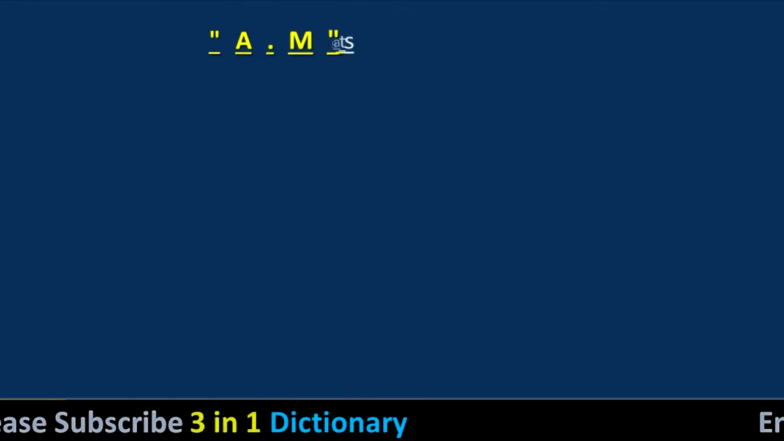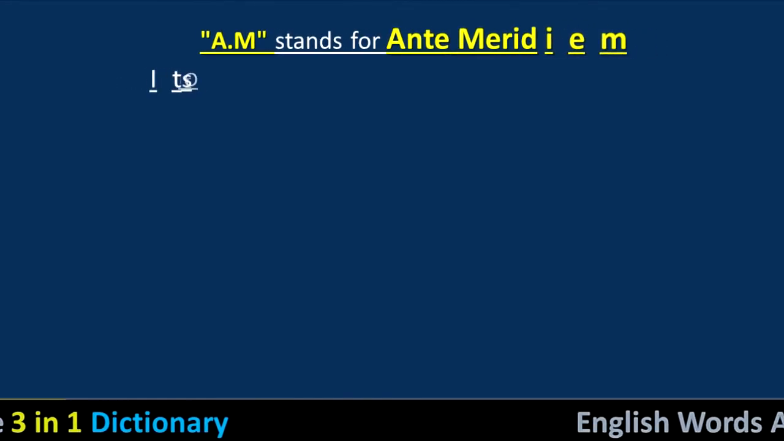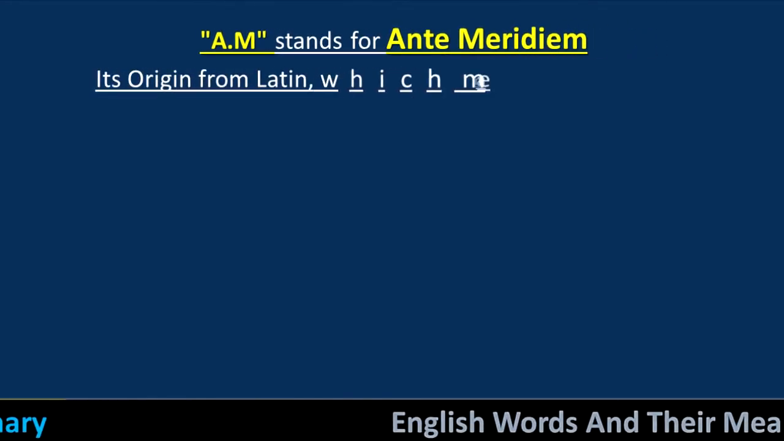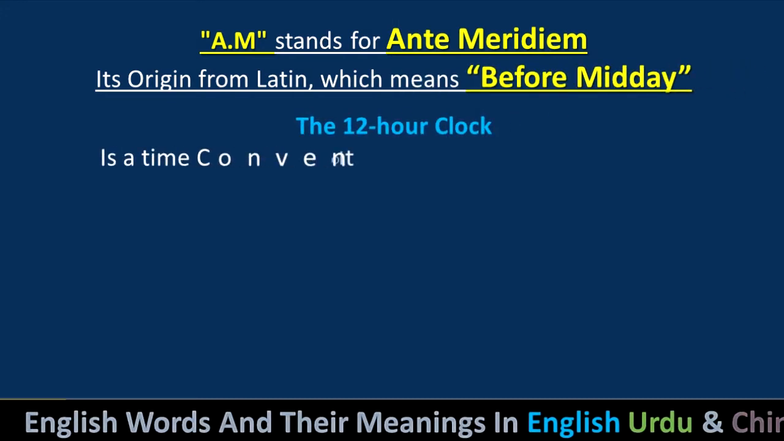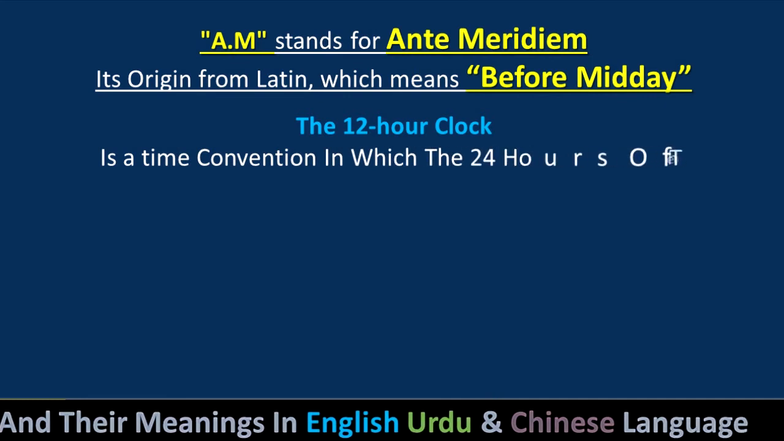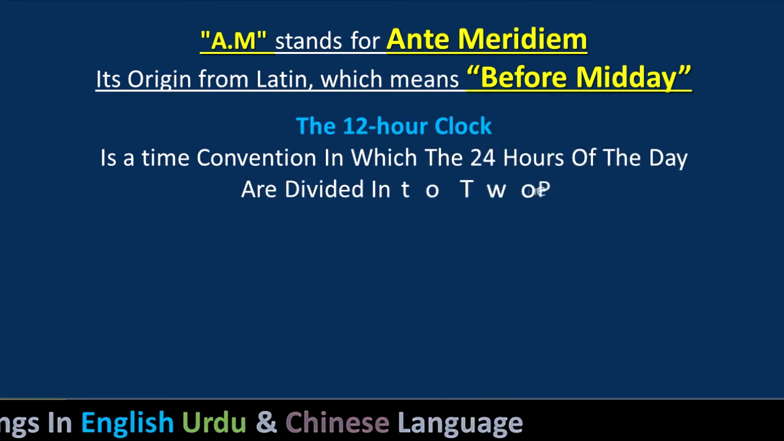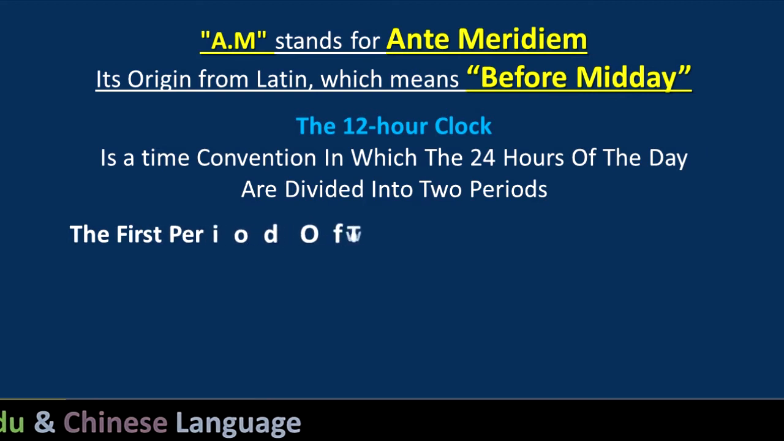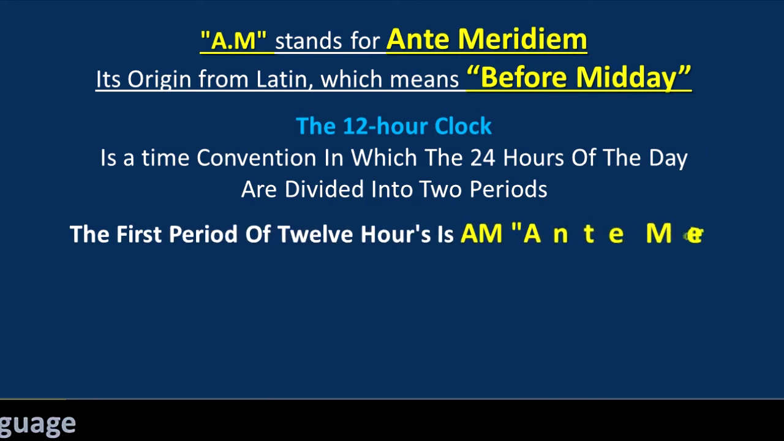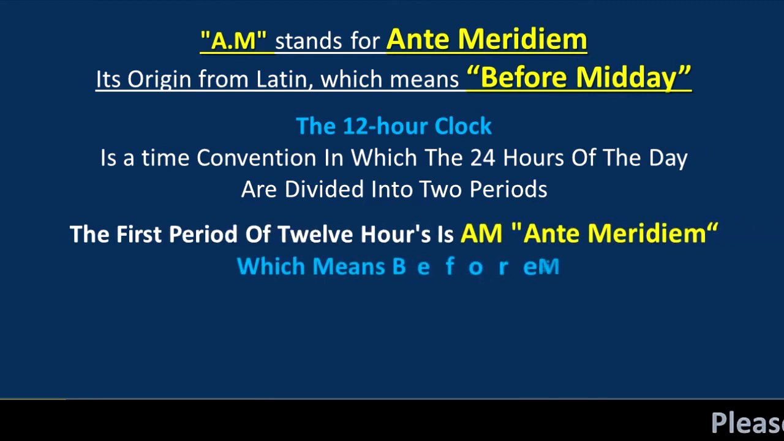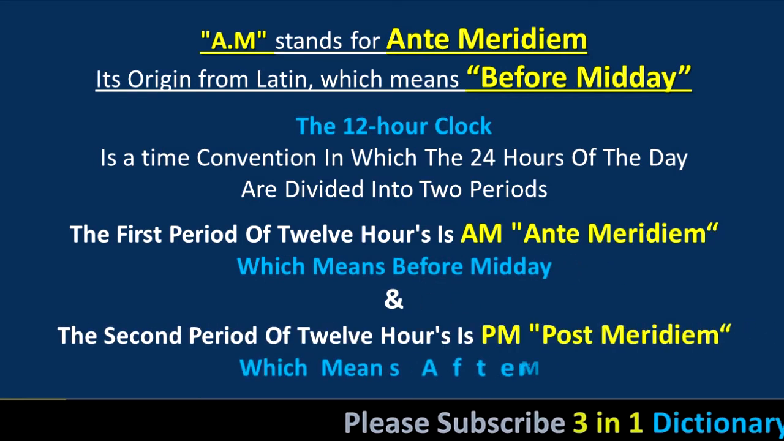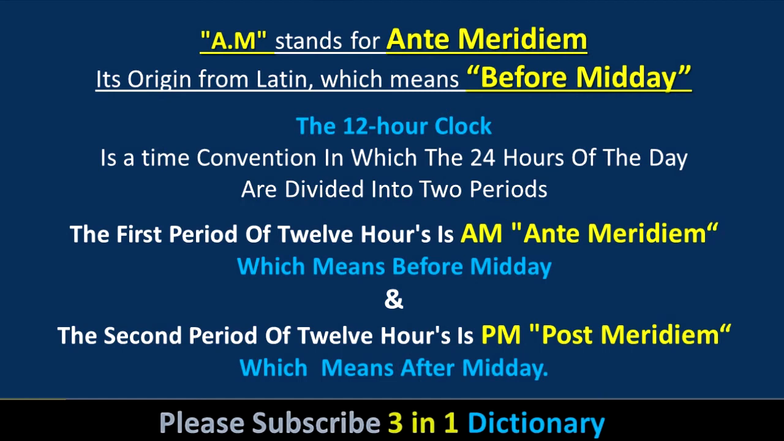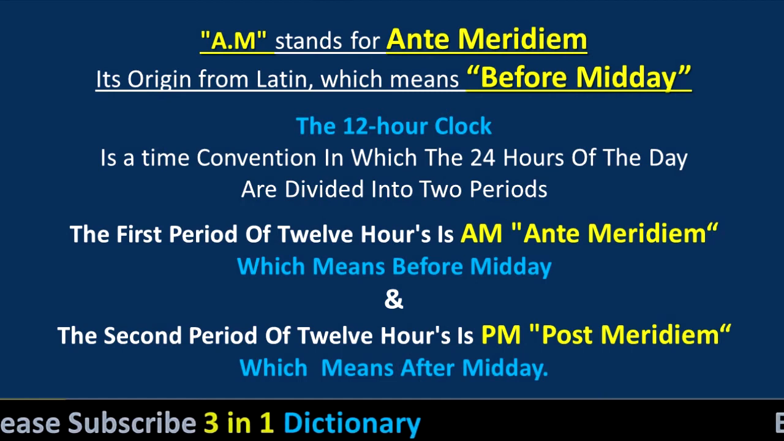A.M. is used for Ante Meridiem. Its origin is from Latin, which means before midday. The 12-hour clock is a time convention in which the 24 hours of the day are divided into two periods. The first period of 12 hours is A.M., which stands for Ante Meridiem, meaning before midday, and the second period of 12 hours is P.M., which stands for post meridiem, meaning after midday.